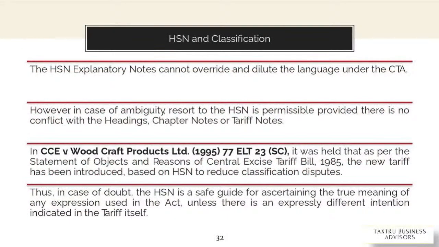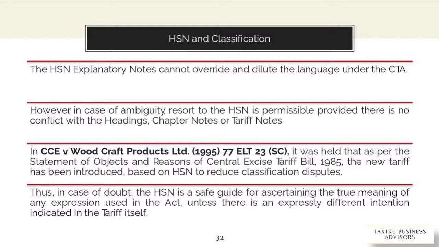Now, what are these codes? How does it work? The HSN explanatory notes cannot override and dilute the language under the CTA. So there are certain HSN classification or HSN explanatory notes as well, which explain about HSN, like what sort of products are included in this particular HSN. So there are explanatory notes to that HSN, but those explanatory notes cannot override or dilute the language under the Custom Tariff Act.